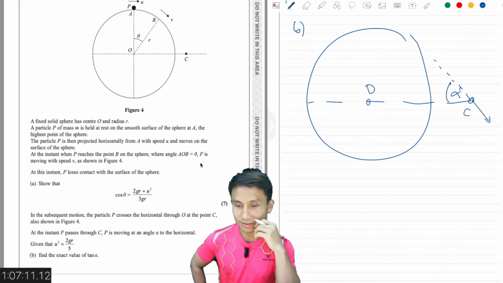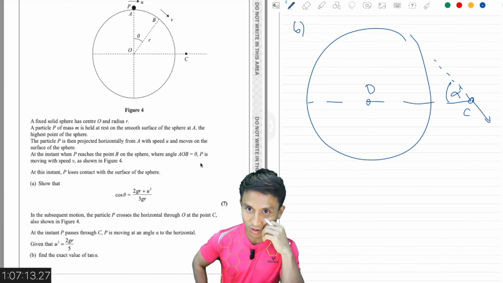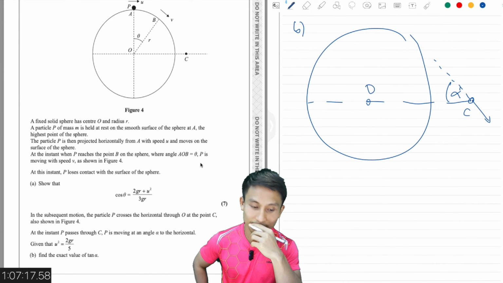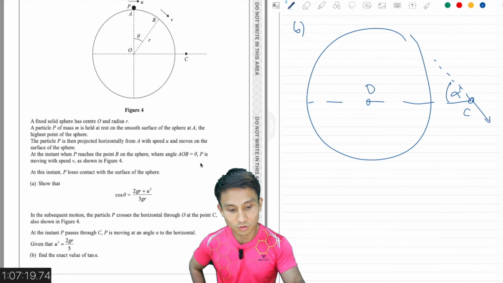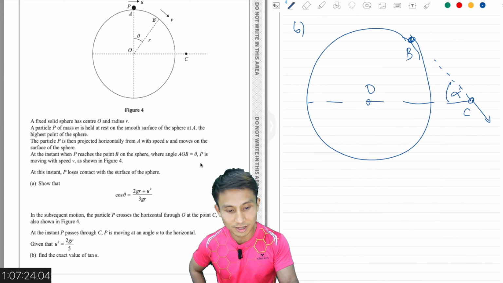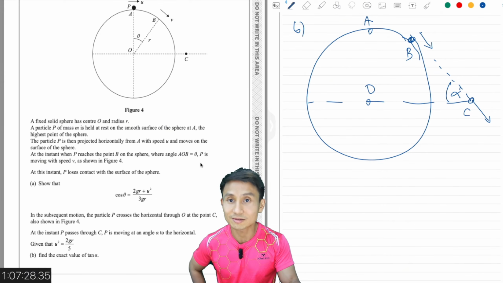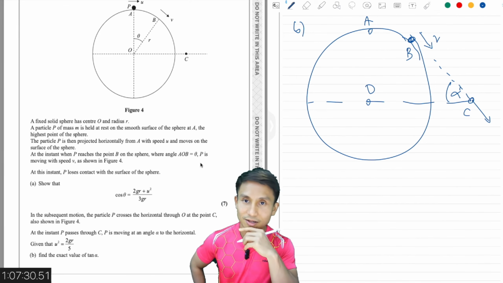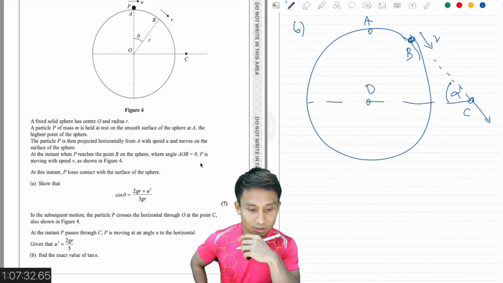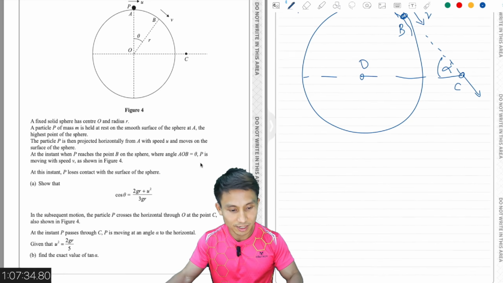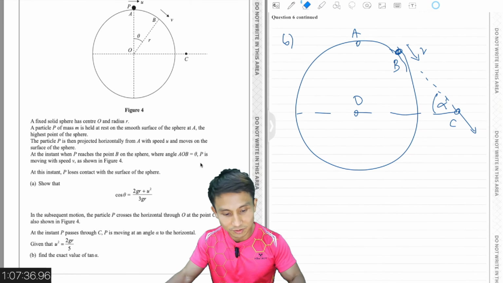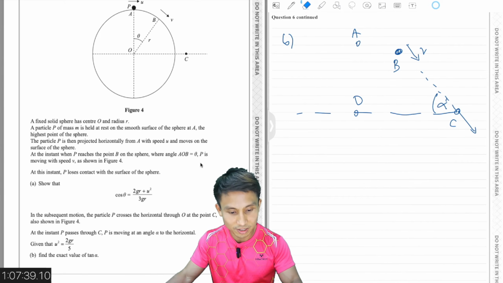Given that u squared is that, we can do cos theta now. Find the exact value of tan alpha. Because it is out of contact already, at B there, and this is again at A, we have the initial speed when it's out of contact as V. So here is projectile. Let me just delete the sphere now. We know that it's projectile now.